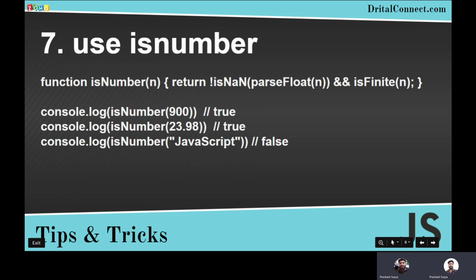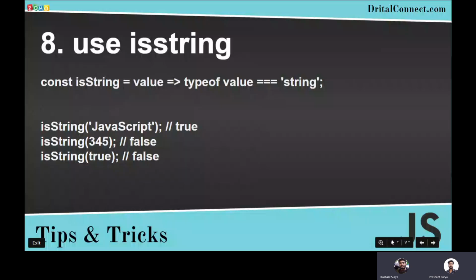Okay, coming to the next one, isString. Similarly for string, you can create your own method to check whether the given input is a string. It will return a boolean, true or false. You can easily check with typeof value. If the type of value is string, that means your input is a string, so it will give you true.